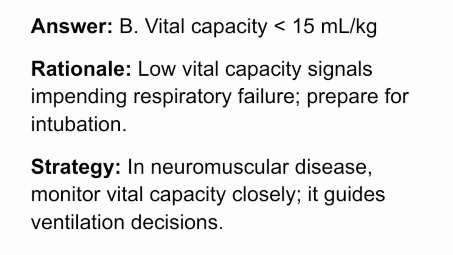Answer: B. Vital capacity less than 15 milliliters per kilogram. Rationale: low vital capacity signals impending respiratory failure, prepare for intubation. Strategy: in neuromuscular disease, monitor vital capacity closely; it guides ventilation decisions.